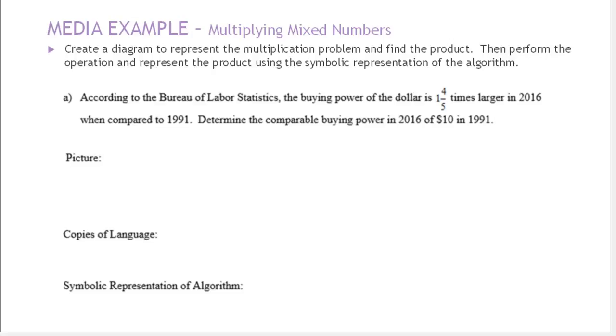In this example, we're going to look at multiplying mixed numbers. According to the Bureau of Labor Statistics, the buying power of the dollar is 1 4/5 times larger in 2016 when compared to 1991. Now we want to determine the comparable buying power in 2016 of $10 in 1991. Okay. So let's start by drawing a picture.